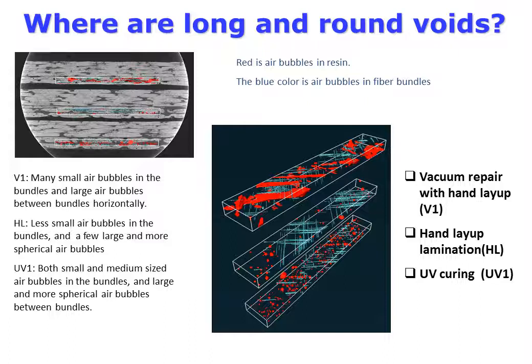In order to visualize the void shape distribution, different voids were marked with different colors. Here, voids in resin are marked in red, while voids or air bubbles near fibers are marked in turquoise. Many small air bubbles in the bundles, and large air bubbles between bundles horizontally, are seen after vacuum repair with hand layup. Hand layup lamination leads to fewer small air bubbles in the bundles, and a few large and more spherical air bubbles. Handheld UV technology leads to both small and medium-sized air bubbles in the bundles, and large spherical air bubbles between bundles.